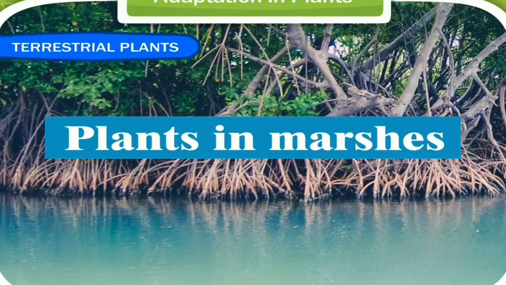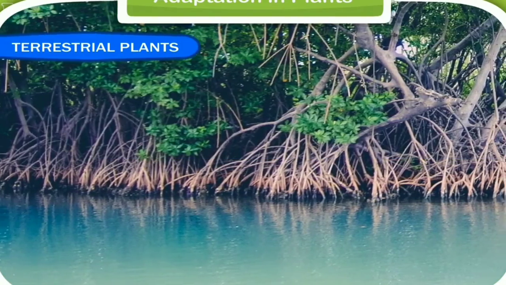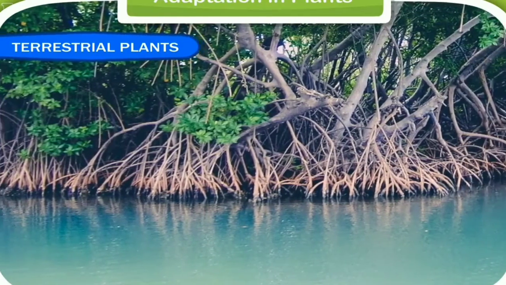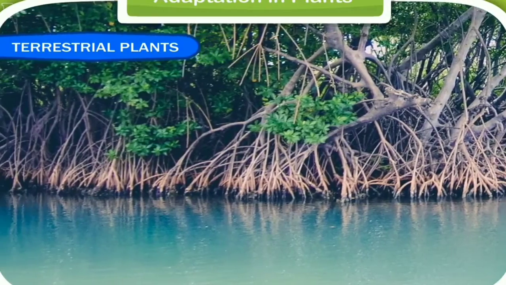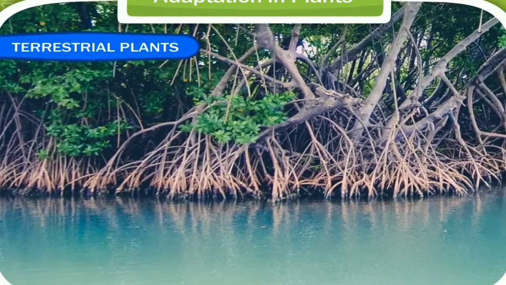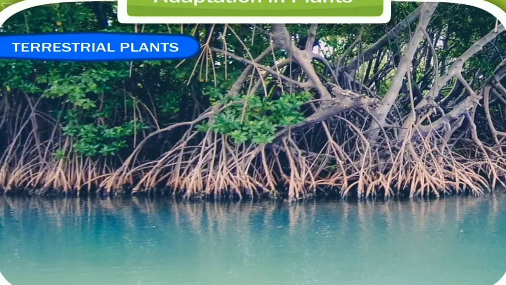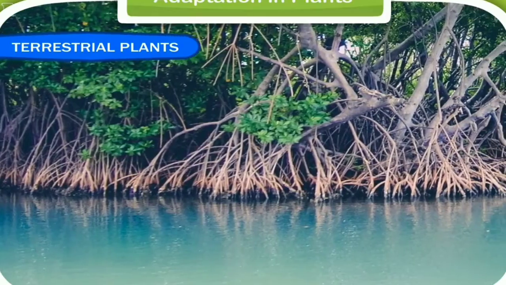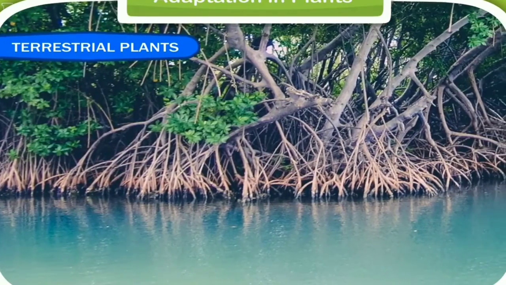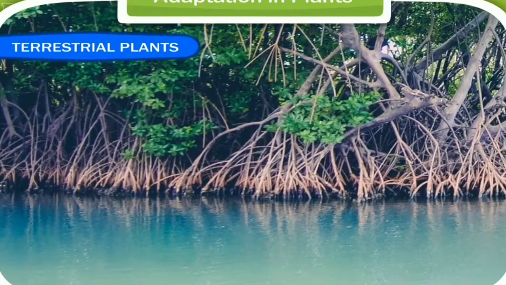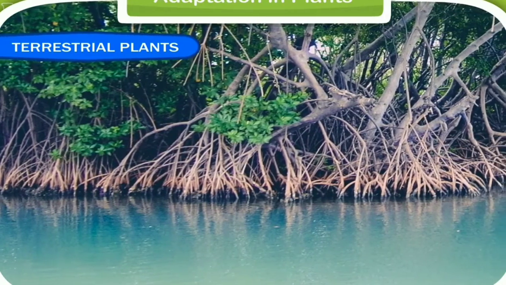Plants in marshes. Some trees such as sundari, also called mangrove, grow in marshy places where the soil is sticky and clayey. Their roots cannot breathe in the waterlogged soil. So, they have breathing roots that grow above the ground and contain small air holes that enable the roots to get air.